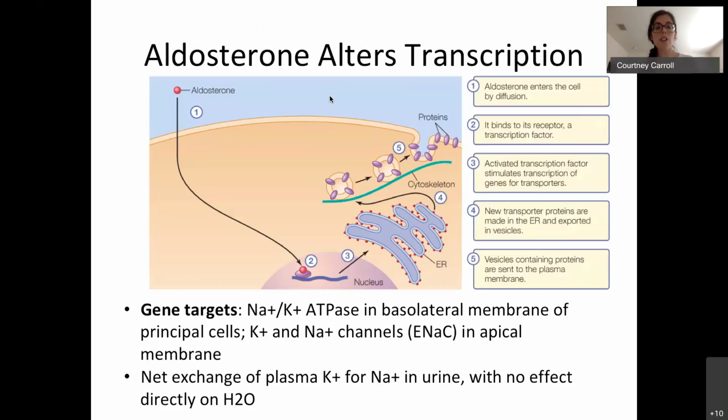And those targets are things that are going to help with the movement of salt. So we're going to have an increase in the sodium potassium ATPase on the basolateral membrane of our principal cells. We're going to have more potassium and sodium channels, and what it will be is a net exchange of plasma potassium for sodium in the urine. No effect directly on water. So unlike ADH, which affects the aquaporins and directly affects water, aldosterone is an indirect effect.